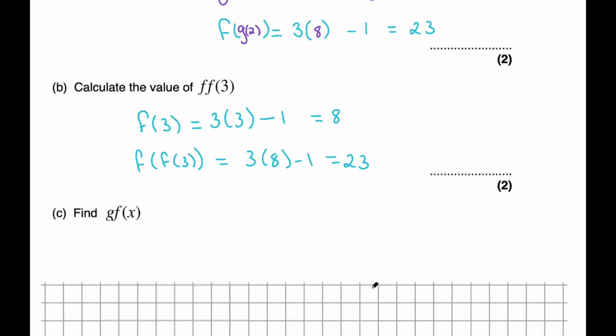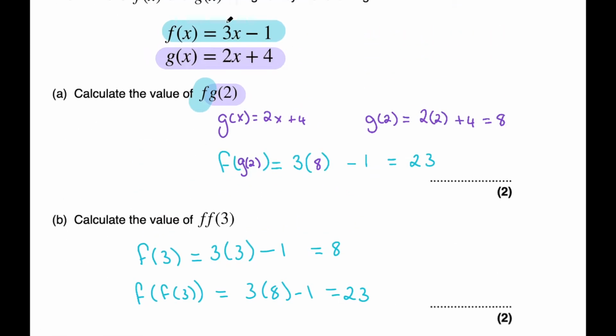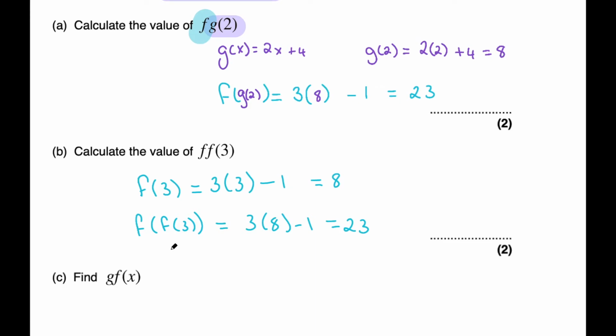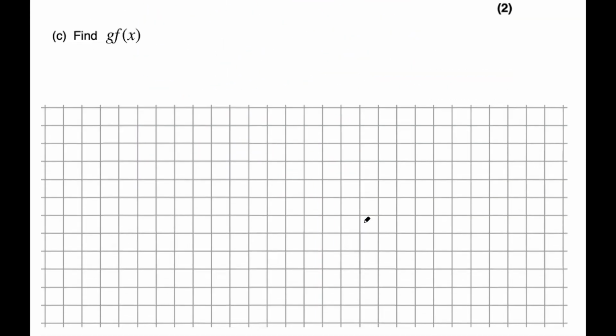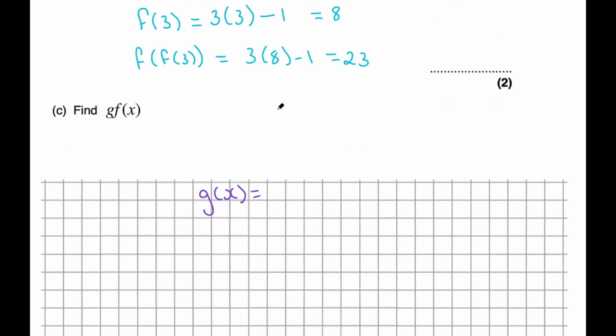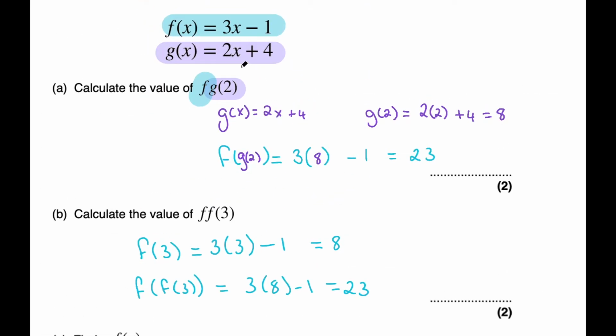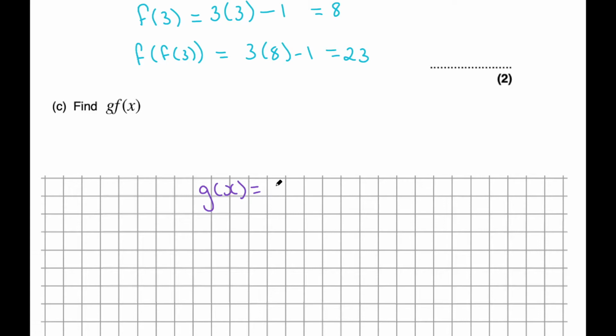The next part then said find g f of x. So we're going to get f of x, and every time we see x in the function g of x, I'm going to replace it with f of x. So g of x is the first thing I would write down there. So we can write it into the boxes here for ourselves. g of x is equal to 2x plus 4. So I have 2x plus 4.